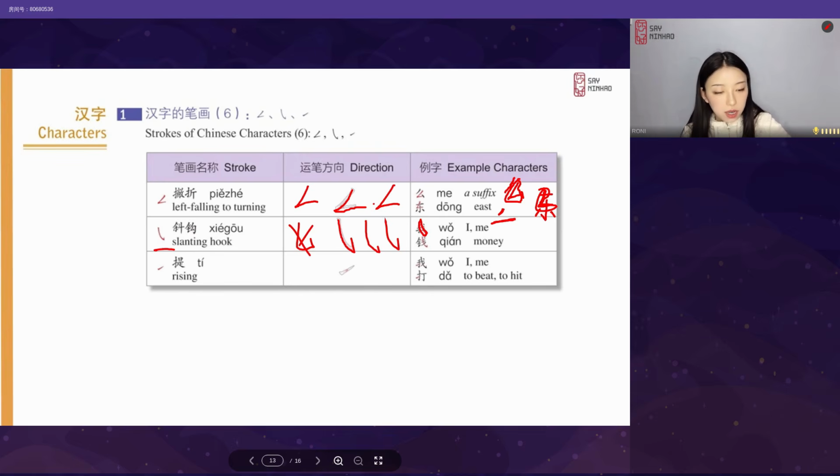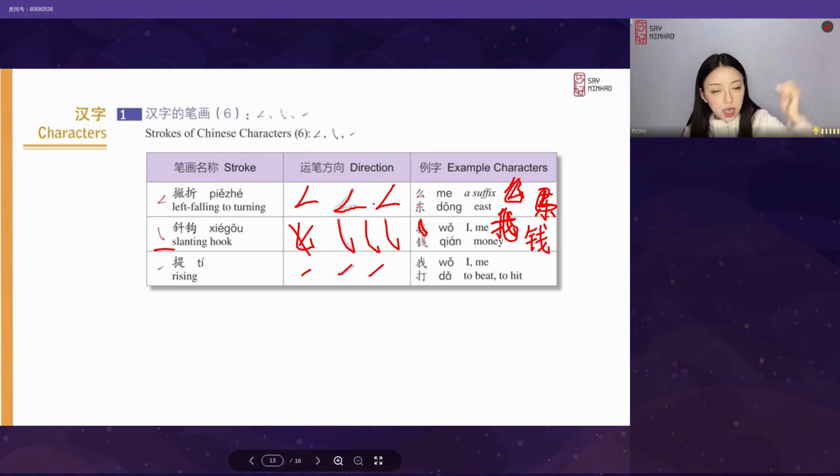First left falling and then a horizontal and then a vertical hook. And then this thing we are going to learn next, which means rising. Rising and then a slanting hook and then a left falling dot. This part is the slanting hook. Next is 钱, which means money. Left falling, many horizontals and let's see slanting hook here and left falling and a dot. Slanting hook. Last stroke we are going to learn today is 提, rising. It is written in this direction, okay?